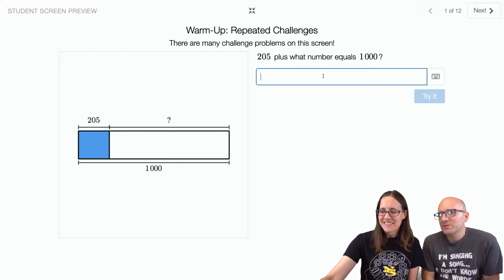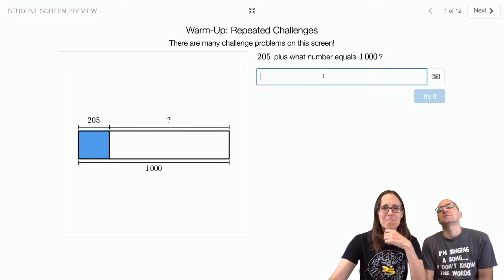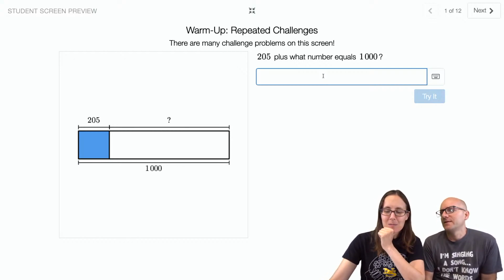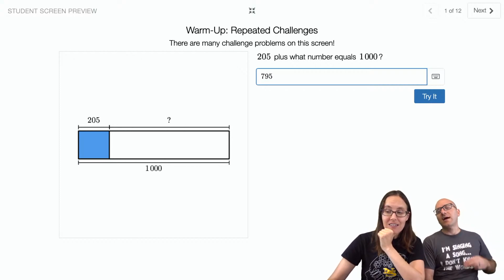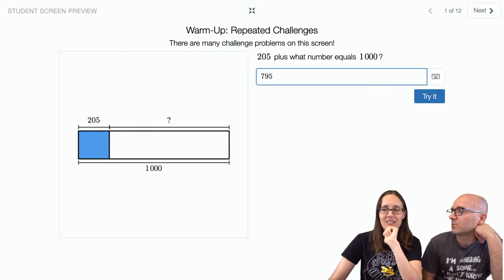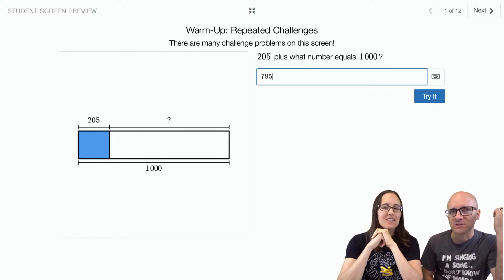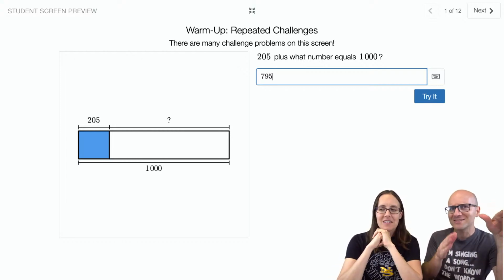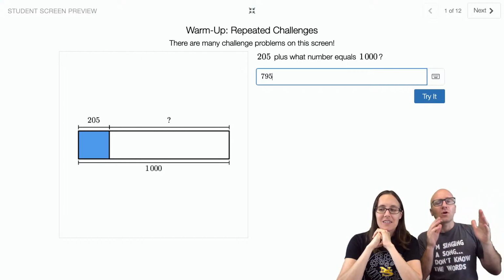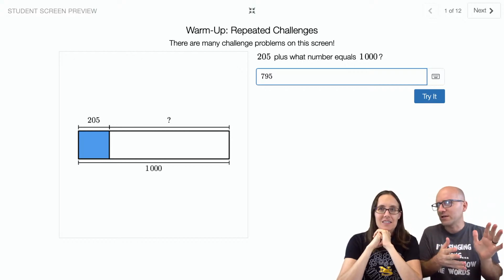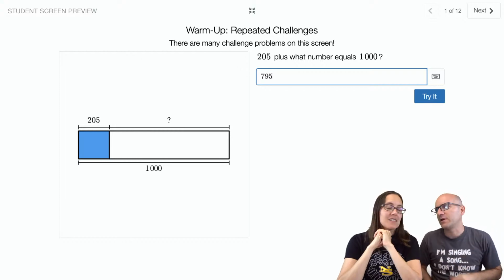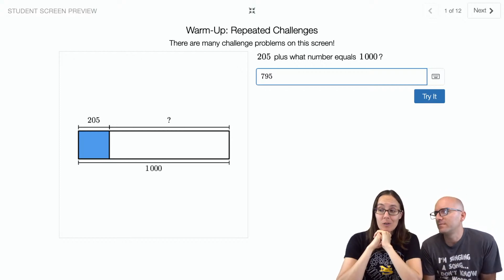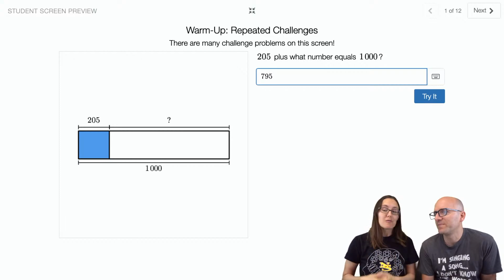All right, so what plus 205 would equal 1,000? And I'm seeing lots of 795s in the chat, Math Dad. Okay, so how do you think they're coming up with those numbers, Science Mom? Because clearly we've got some students who are really fast at getting it, but my guess is not everyone is able to do it quite so quickly or efficiently. So how would you come up with that 795 number? Well, I could take 1,000 and minus 205.